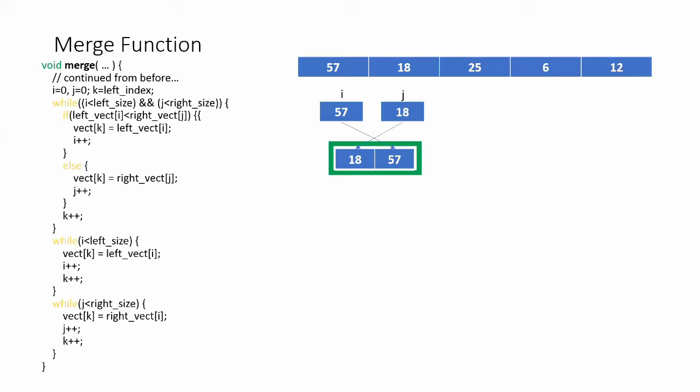So we go to the else statement in this while loop, where vect k, which is 0, is now assigned right vector of j, right? So 18 gets stored there. We increment j, we increment k, but hold on. Now j is incremented, j is 1. 1 is not less than 1. So we break out of the while loop.